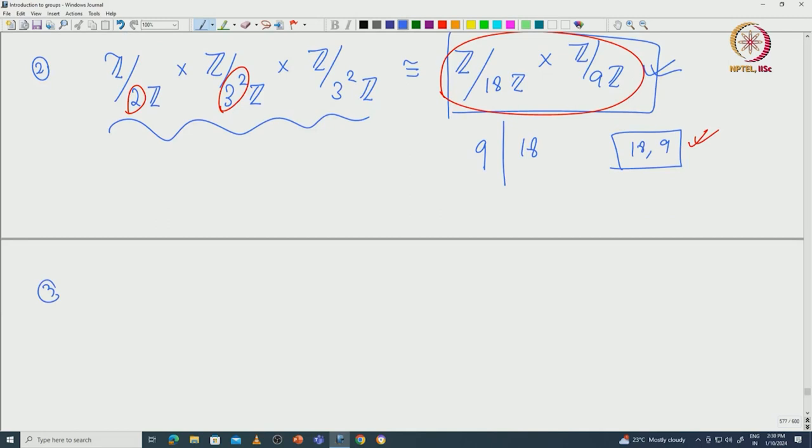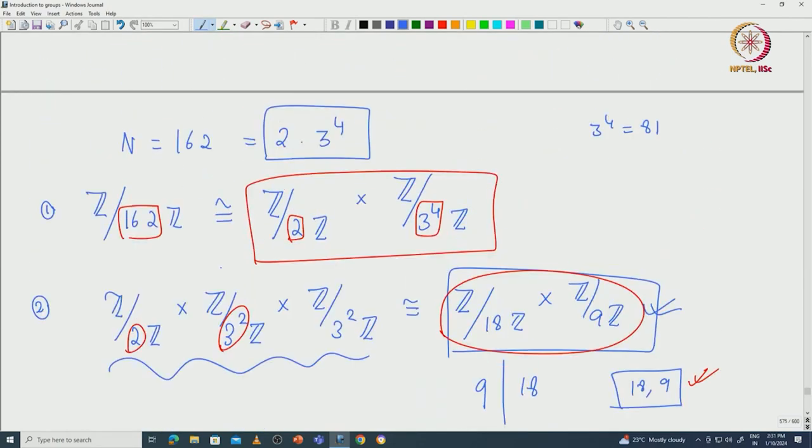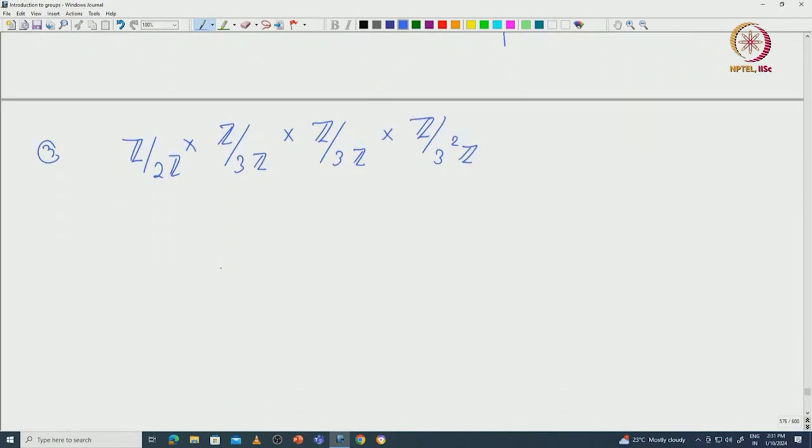So let's consider now Z modulo 2Z cross Z modulo 3Z and then cross Z modulo 3Z and then Z modulo 3 square Z. Again, note that this is of the form that is there in the first version. All the cyclic groups correspond to prime powers, and this is again of order 162. Okay.